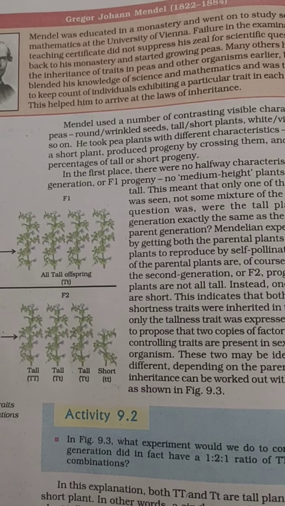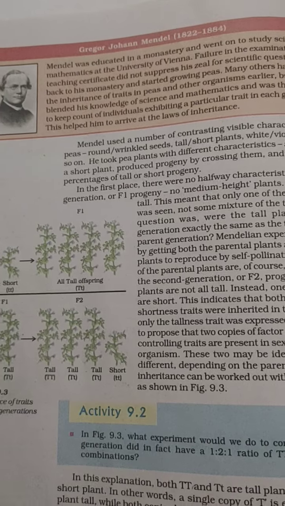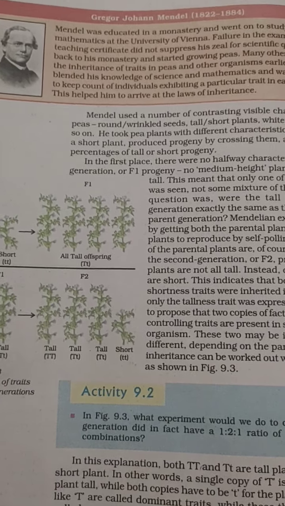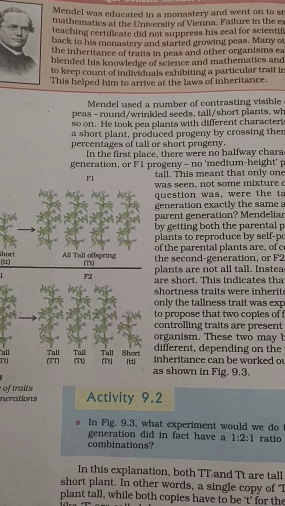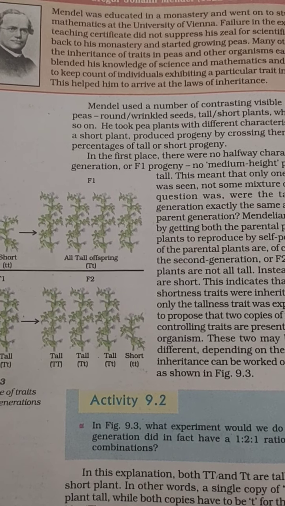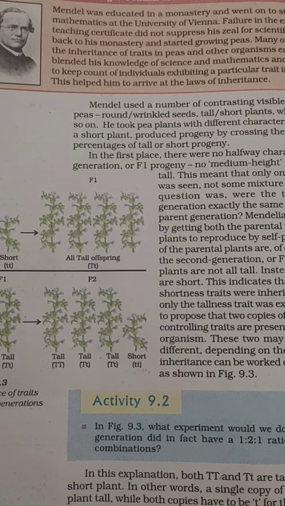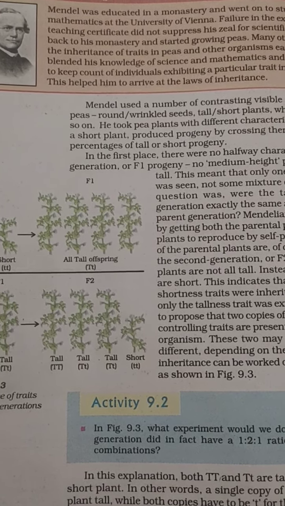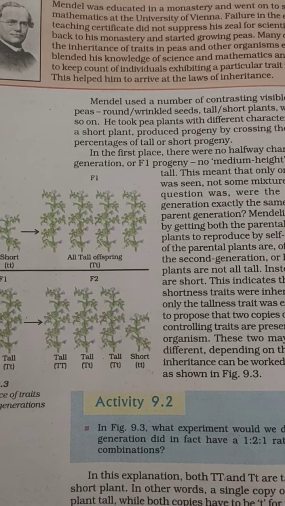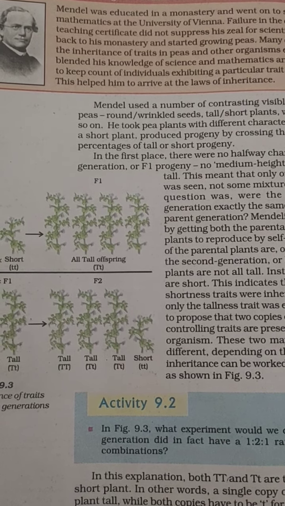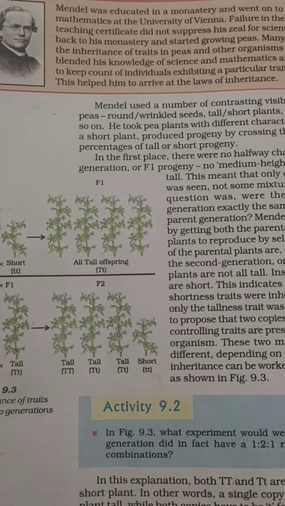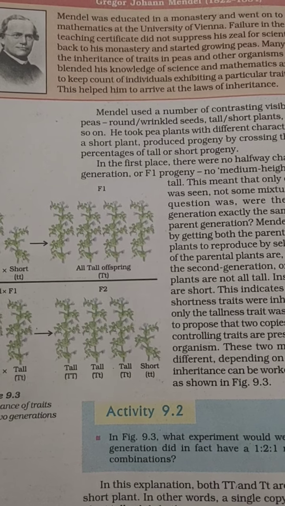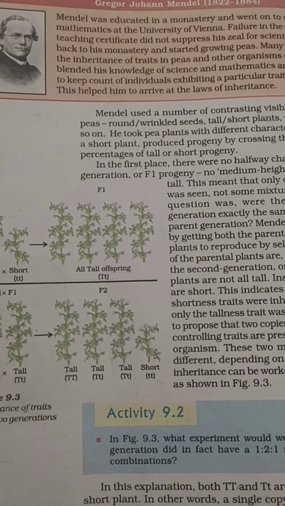So again, in the rules for the inheritance of traits, there are two inheritances given by Mendel. There is monohybrid inheritance and the other one is dihybrid inheritance. In monohybrid inheritance, only a single pair of contrasting characteristics was chosen, which was tallness and dwarfness. But in dihybrid inheritance, he took two pairs of contrasting characteristics, which were shape and color of seeds.